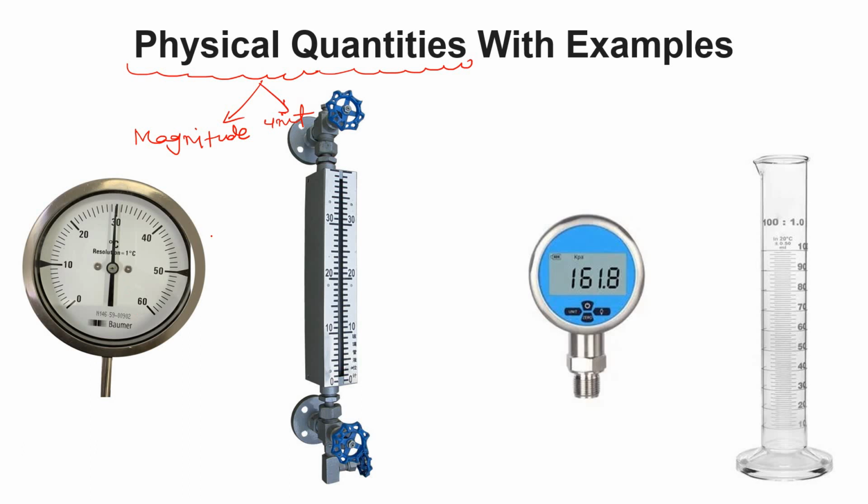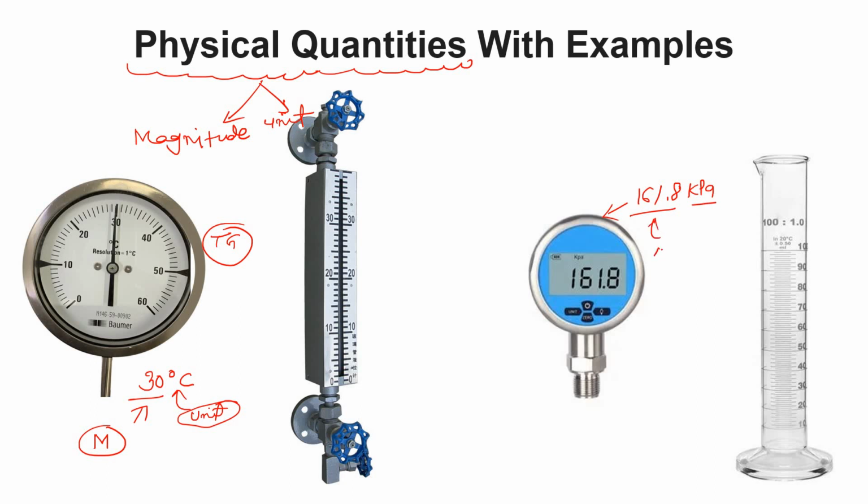See, this is your temperature gauge. Here the temperature is 30 degrees Celsius, right? So this 30 is the magnitude, which I'm writing as m, and this degree Celsius is the unit. Same here, this is a digital pressure gauge, and 161.8 kilopascal is the reading. Now this will be your magnitude and the kilopascal will be the unit. I hope you are able to understand.